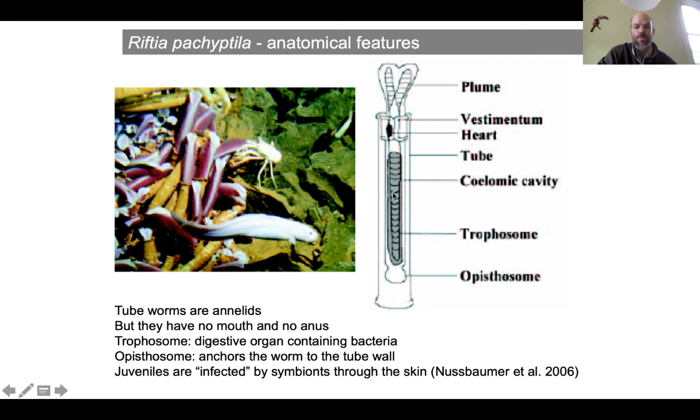Inside the body of the worm, there is no digestive system, as you would expect for a normal annelid. Instead, there's this thing called a trophosome, which is basically a giant bag of bacteria that is the digestive system of the worm.